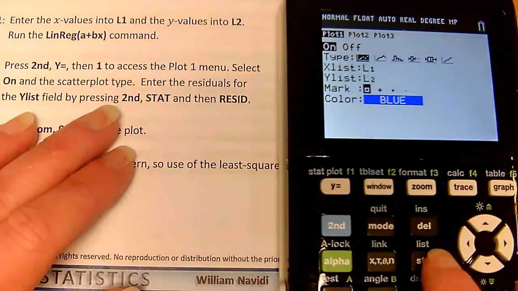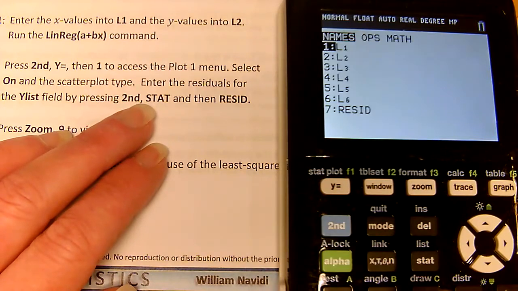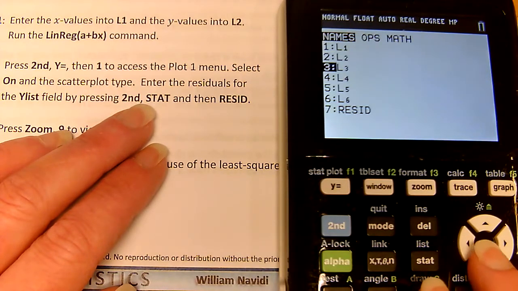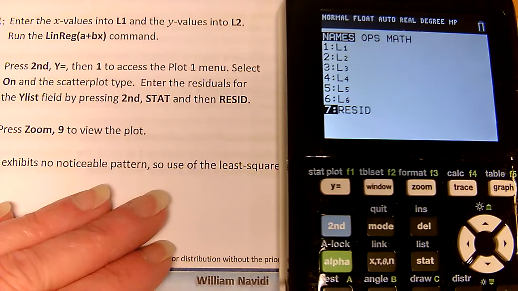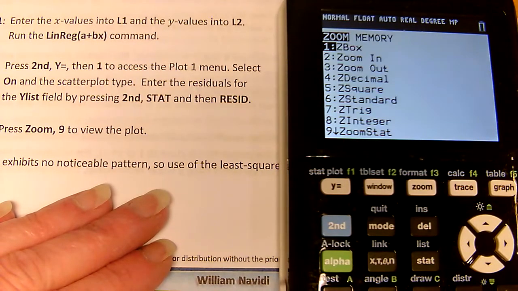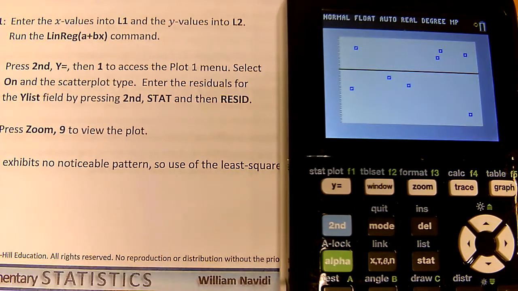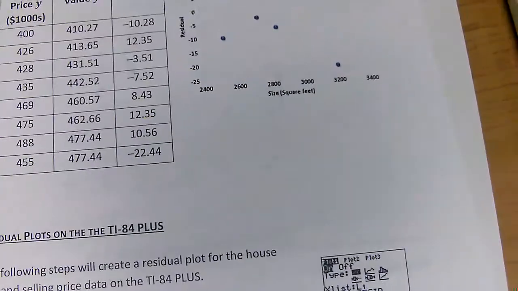Now, there is a feature called list right above stat. And so we're going to press second stat. And look, there's all our L1, L2, L3, but look at number 7. That stands for residual. So I'm going to select that and I'm going to do zoom stat one more time. And no pattern, the least squares regression line is appropriate.